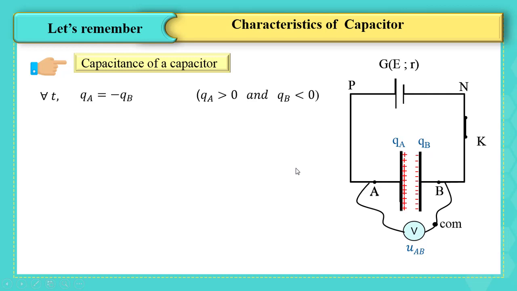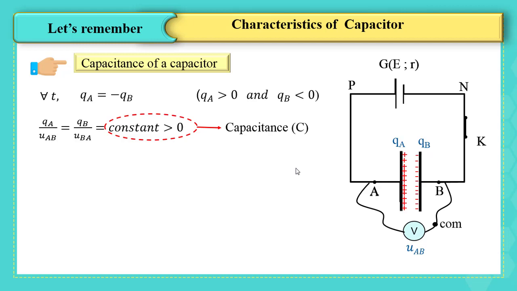During charging, QA, which represents the quantity of positive charges accumulated at plate A, at the same side as the positive pole of the generator, equals minus QB, which represents the quantity of negative charges accumulated at plate B, at the same side as the negative pole of the generator. QA over UAB equals QB over UBA equals a positive constant, which represents the capacitance C of the capacitor.